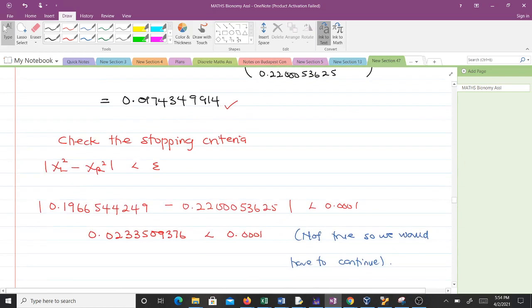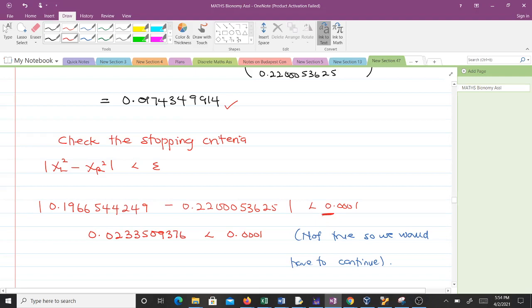After doing this, we have to check to see if the stopping criteria is met. When we check xl minus xr, the absolute value of it gives us 0.023350936, which is not less than the epsilon given in the question, 0.001. So we have to continue with the iteration again, until this condition is true, then we stop.